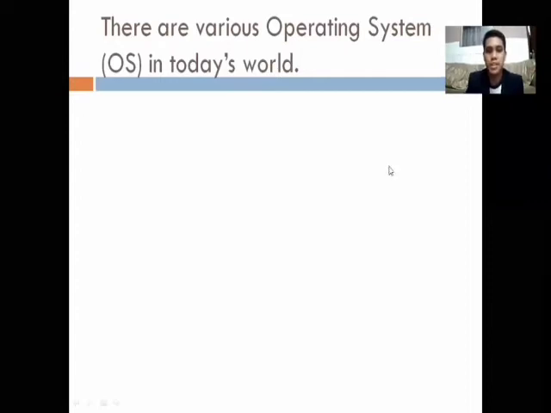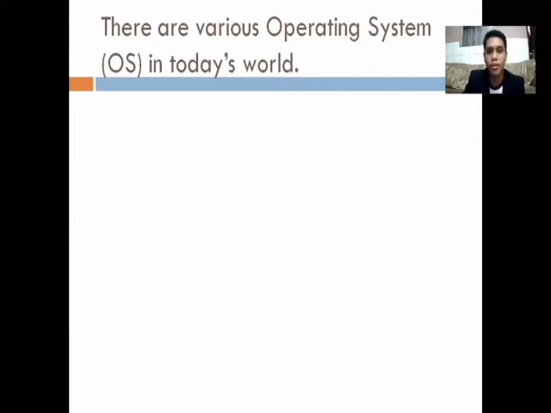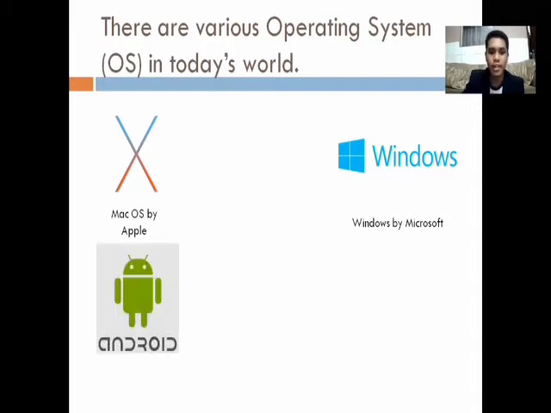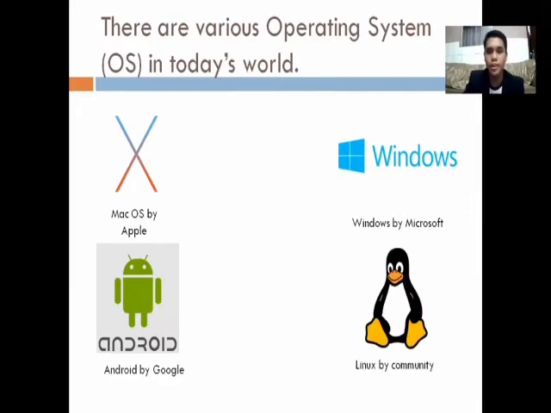Hello, my name is Alfarizy from Group A. I want to explain about Macintosh, or macOS. Before this, I want to tell you that there are various operating systems in today's world. First, macOS by Apple. Second, Windows by Microsoft. Third, Android by Google. And fourth, Linux by Unity.